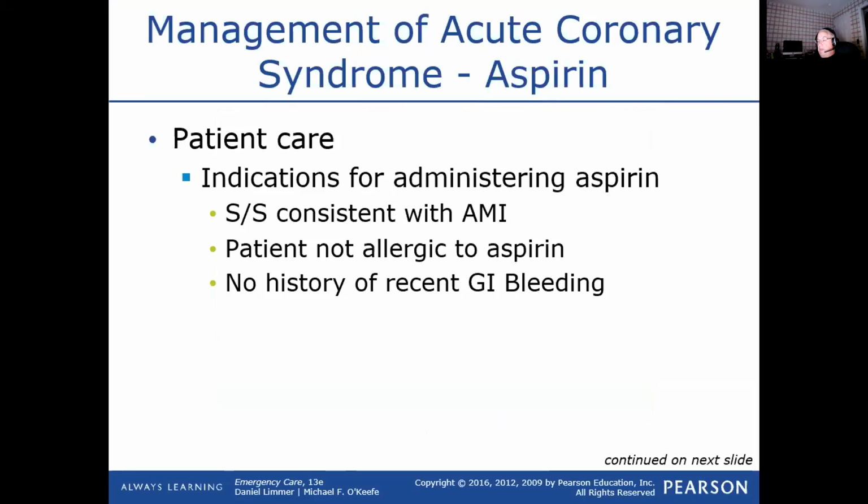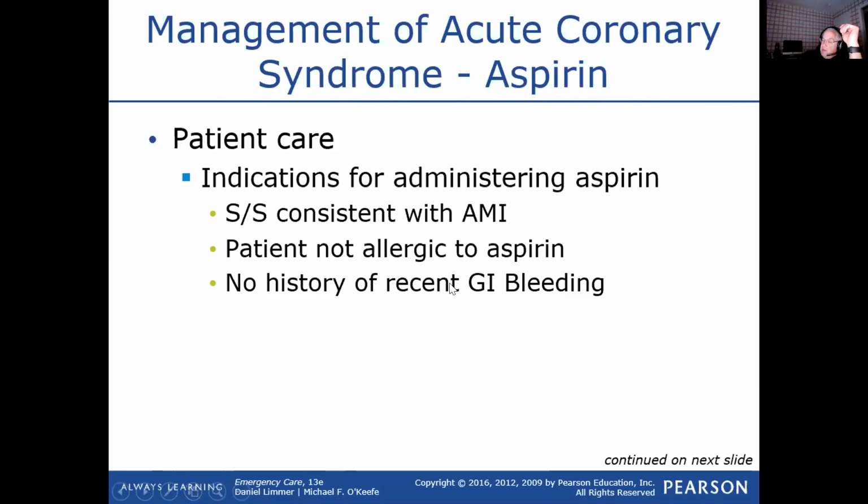Okay, now aspirin. So the signs and symptoms, right? Signs and symptoms consistent with a heart attack. So they're having chest pain, cool, pale, diaphoretic, pain radiating somewhere. We have to make sure the patient is not allergic to aspirin, and that there's no history of recent GI bleeding. Recent meaning today. I've not yet had a heart attack patient who's been bleeding in their stomach at the same time. I'm sure it's possible.